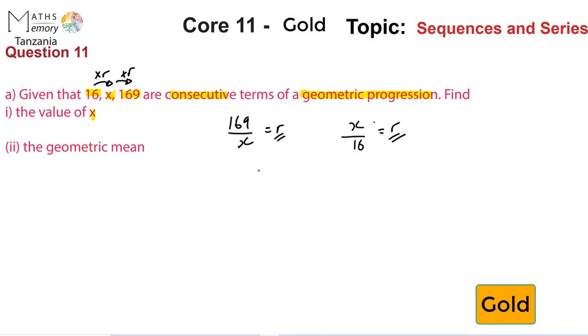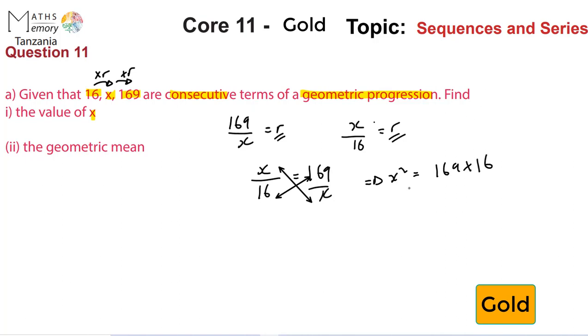So therefore we can say this: x over 16, second divided by the first term, will equal 169 over x, third divided by second term. Okay, to find x we can cross multiply now, so we can say basically that x times x over here will equal 16 times 169. So if we do that, let's do the maths over here. So we're going to get a value of x squared equals 169 times 16.